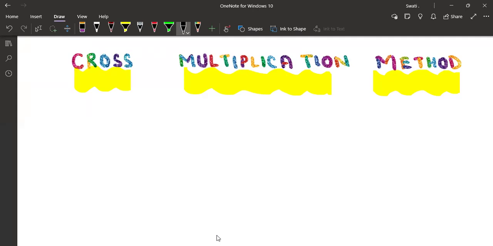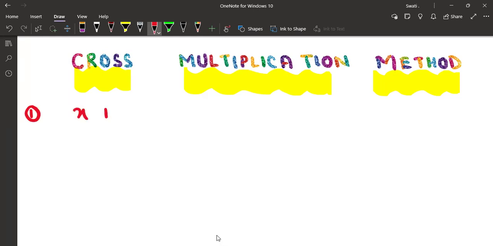Just remember one thing, Manya, that even if you use cross multiplication or substitution or elimination method, in all the methods you're going to get the same answer. Even if I take any question, whether you solve it using cross multiplication, elimination or substitution, the answer is going to be the same only. Okay. So let's start with the first question.